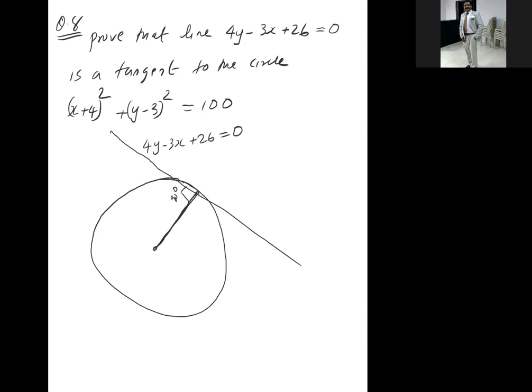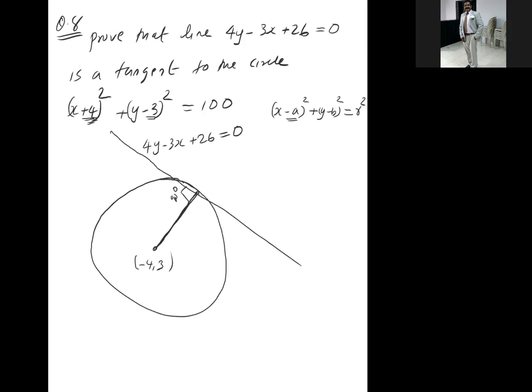Then what you have to do is very simple. You try to figure out the coordinates of the center. What will be the coordinates of the center? -4, 3. Why is it -4, 3? Because the general equation of the circle with center a, b is x minus a whole square plus y minus b whole square is equal to r square. Comparing here, instead of minus a we have +4, so minus a is equal to 4, or a is equal to -4, and minus b is -3, so b is equal to 3. So the center is -4, 3.